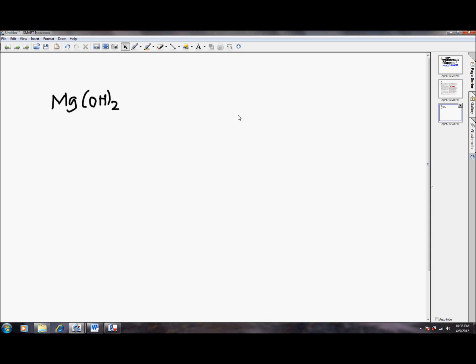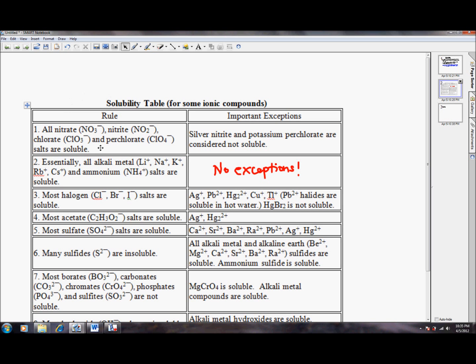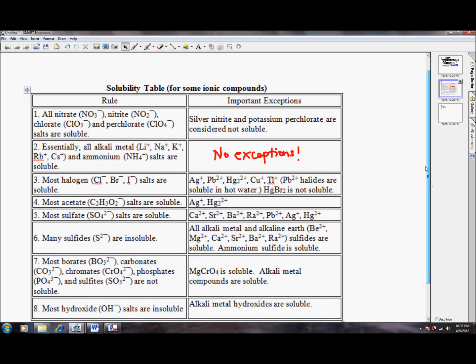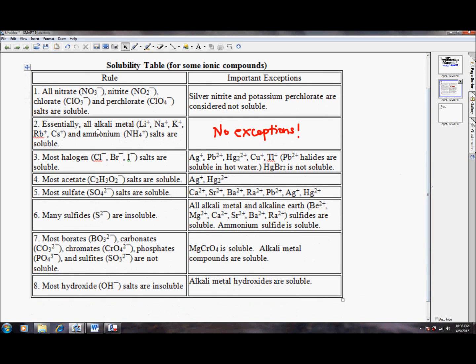So we're going to go back to our solubility table and look for something in a rule that talks about magnesium in general or hydroxides in general. And then we'll make a decision if it's soluble or not. Alright, let's go back to our solubility table. Okay, now we're going to scan down the rules and look for anything that talks about magnesium on the left side or hydroxide on the left side. Okay, nothing about magnesium, nothing about magnesium. Okay, hydroxide. And as the rule says, most of these are insoluble.